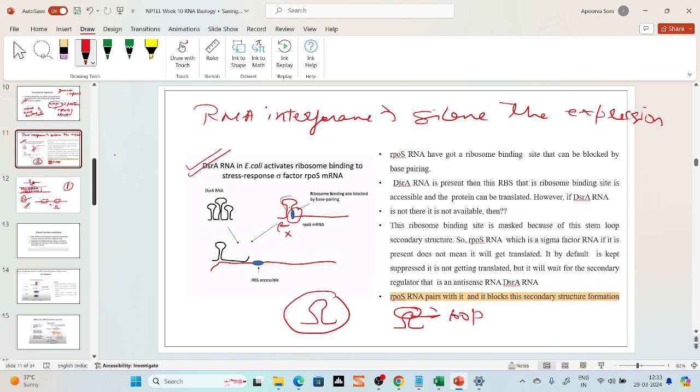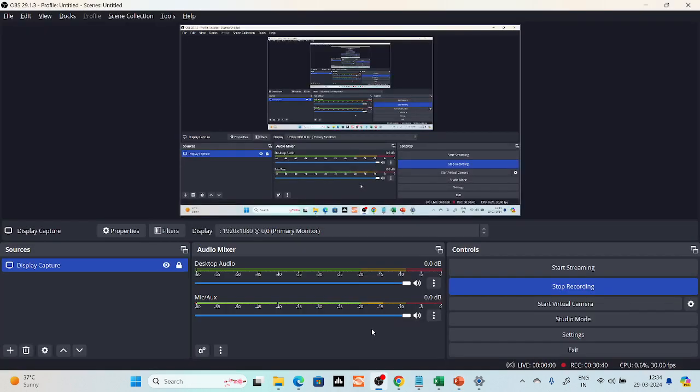So normally we see that a non-coding RNA comes and silences the expression, but here it is binding with this RPOS mRNA and preventing the RPOS mRNA from forming this secondary structure, and in a way it is helping in the expression. It is helping in the translation.